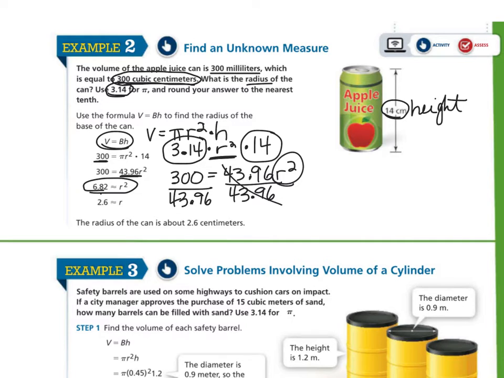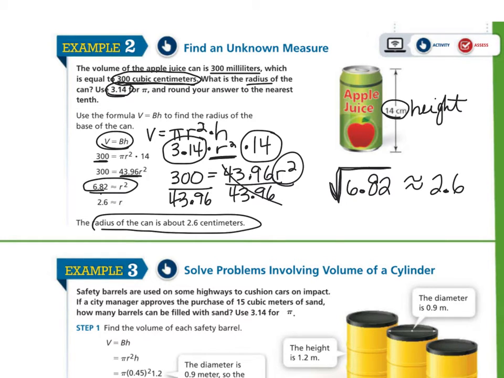Now, that's not the radius. Remember, that's the radius squared. So in order to solve that problem, you're going to need to use the square root key on your calculator. So that key, remember, looks like the check mark and the division sign. So we're going to take the square root of the number 6.82. And what we get is about 2.6. So that means the radius of that can is about 2.6 centimeters.